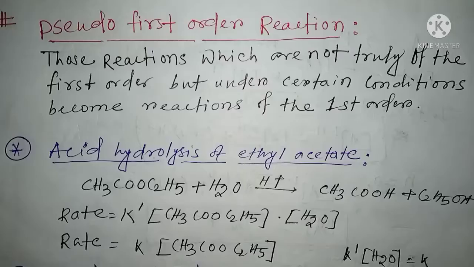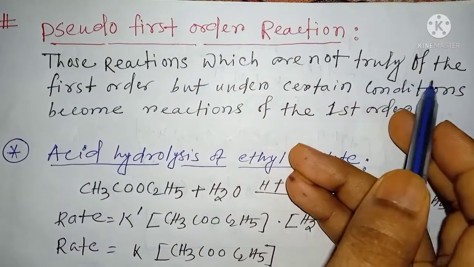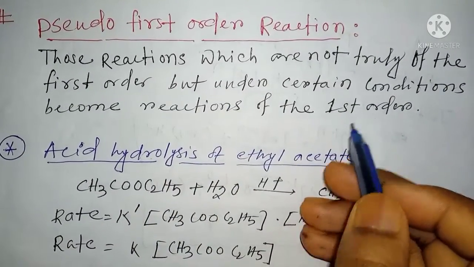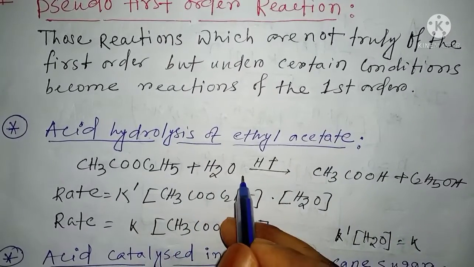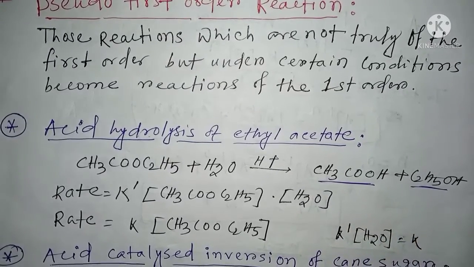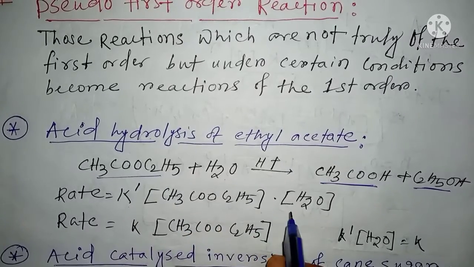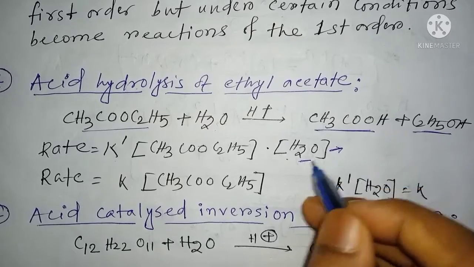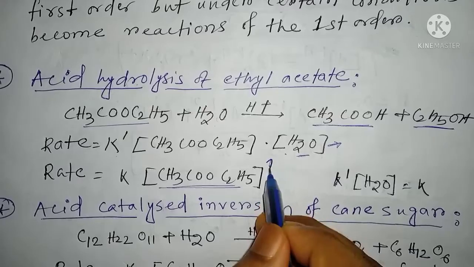You can easily solve. Now pseudo first order reaction: those reactions which are not truly of the first order but under certain conditions become reactions of the first order. For example, acid hydrolysis of ethyl acetate. Ethyl acetate and water, with H+, form acetic acid and ethanol. Rate = k times the reactant concentrations. Here the water concentration is too high, so it is neglected. So this is the rate constant, this is the ethyl acetate. So this is the first order reaction.